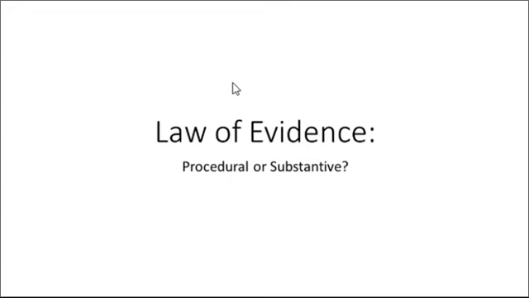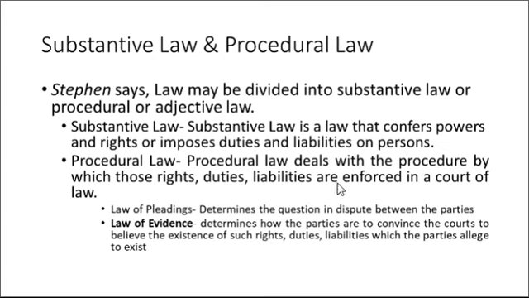If we look into the classification of law, we find that law is classified into two categories. One is procedural law and the other is substantive law. Procedural law is also referred to as the adjective law. If we look into the Digest of the Law of Evidence by Sir James Stephen, he writes that substantive law is a law that confers powers and rights or imposes duties and liabilities on a person, whereas procedural law deals with the procedure by which these rights, duties, liabilities are enforced in a court of law.